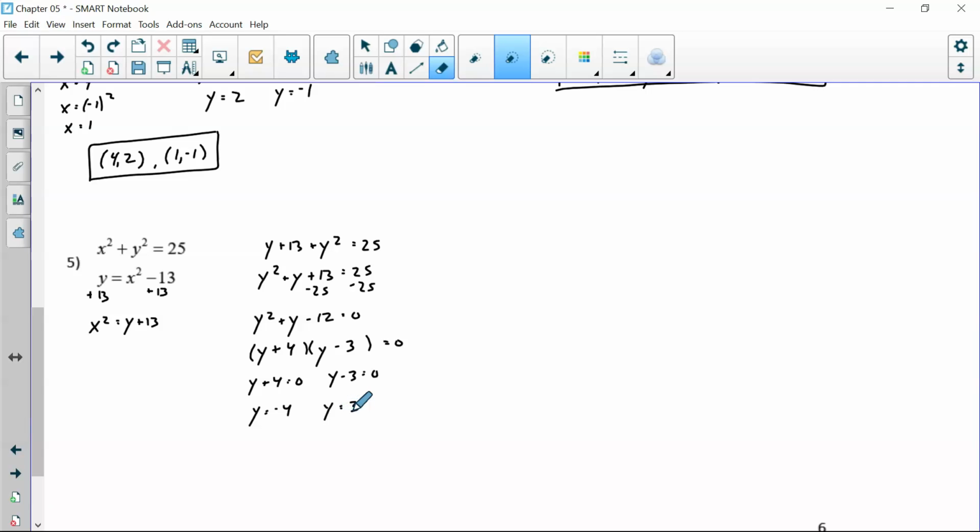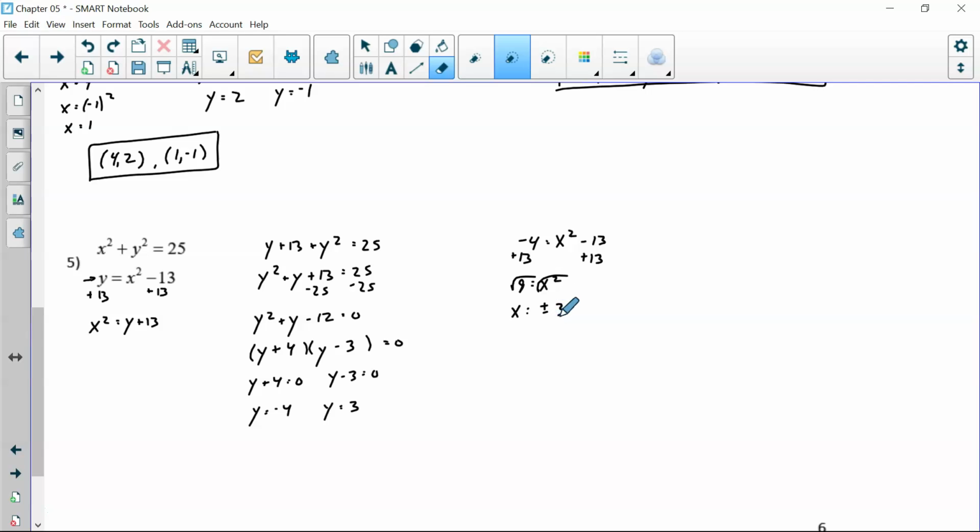Now, we need to find out what x equals. So we can use either one of those original equations. It doesn't matter which one. Looking at it, there's really no benefit to either one. Let's just use the bottom one. So we're going to use -4 first. So -4 equals x squared minus 13. Add 13 to both sides. 9 equals x squared. Take the square root of both sides. X equals not just 3, but positive and -3.